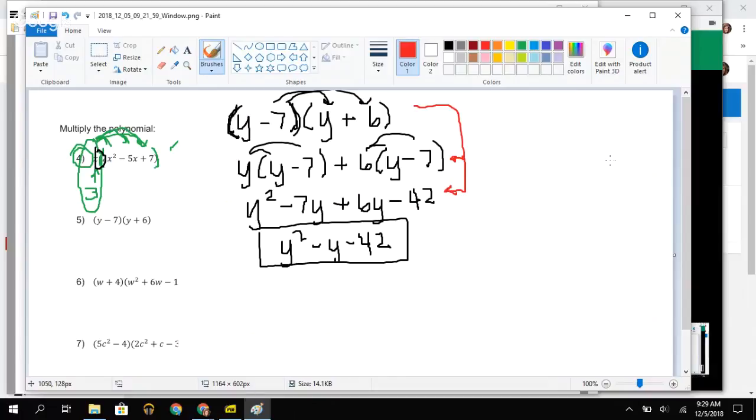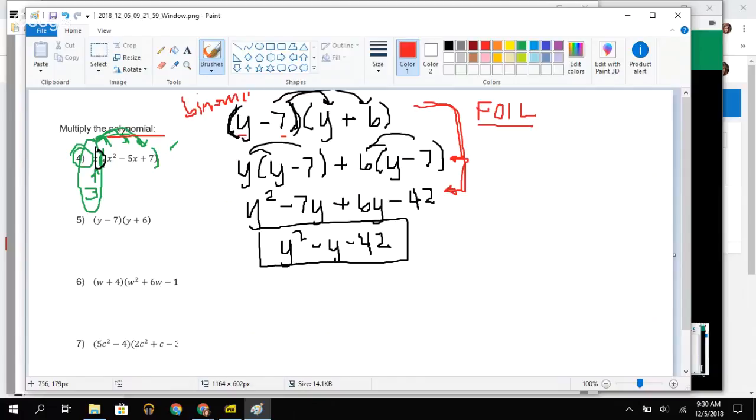And they call that shortcut FOIL. Right? And we've talked about this before in class. So we were talking about polynomials. These two right here are actually binomials. So we had monomial, which means 1, binomial means 2, and polynomial means multiple, right? So when we have a binomial times a binomial, we can skip this step of having to distribute and distribute again by using FOIL.